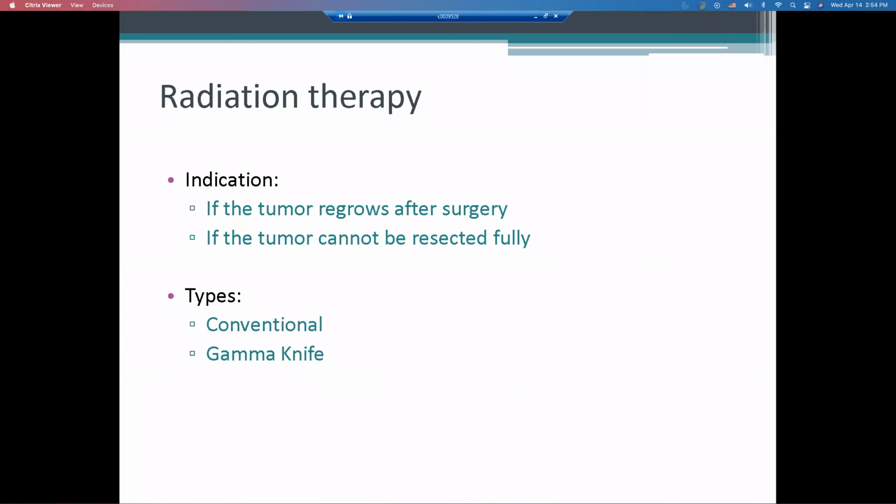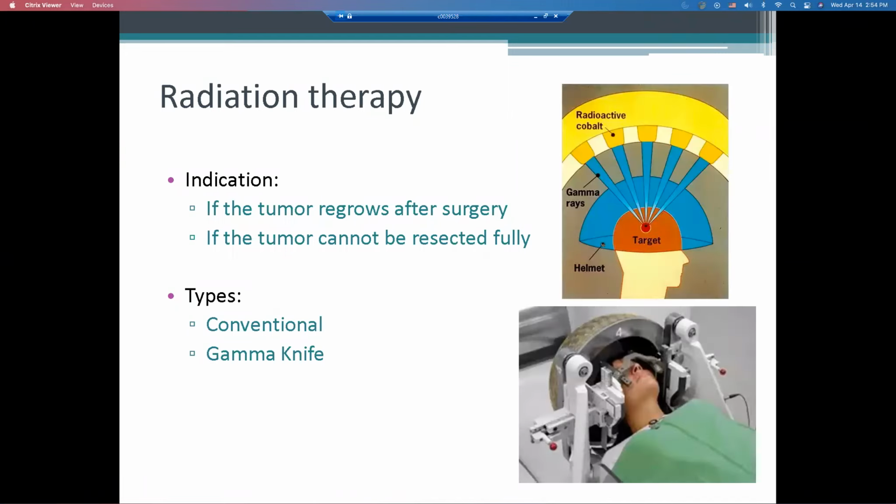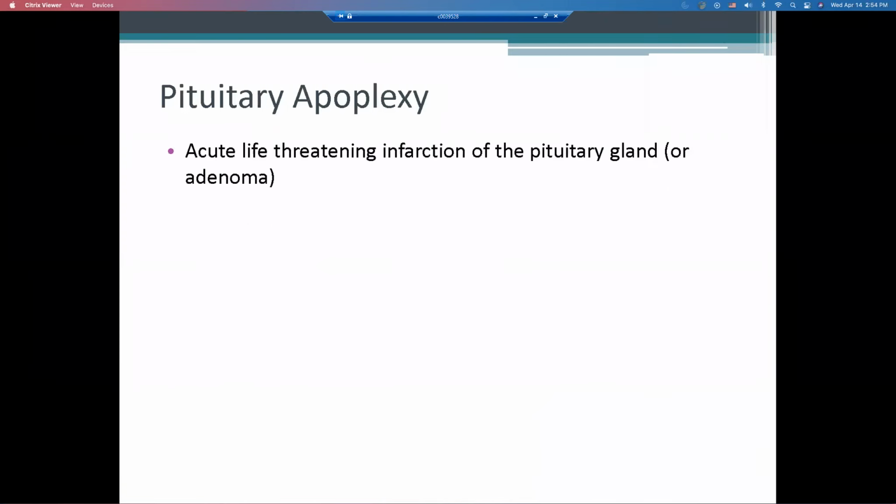There are two types of radiotherapy, conventional or gamma knife. I'm not going to go into the details. Pituitary apoplexy is an acute and life-threatening infarction of the pituitary gland or adenoma. Usually it happens in the tumorous part.